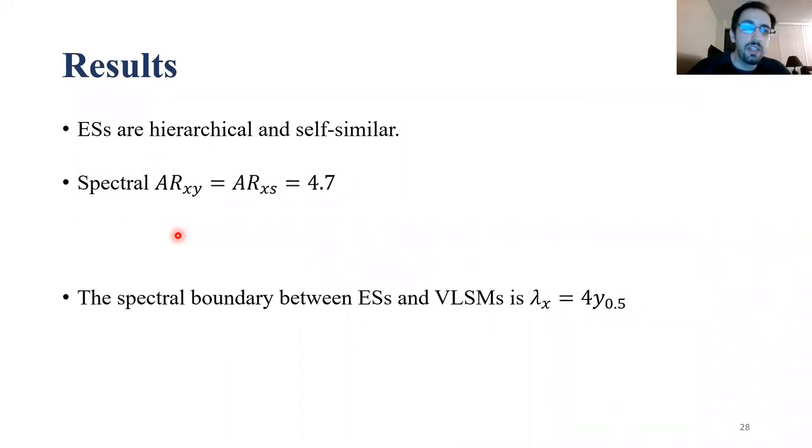So based on these results, we can see that the eddy structures, first of all, are hierarchical and self-similar in the jet. And also, we found a spectral aspect ratio in the streamwise-radial direction and also the streamwise-azimuthal direction, which is equal to 4.7. We also found a spectral boundary between the eddy structures and VLSMs that is represented by this equation: wavelength lambda x is equal to 4 times the jet half width.